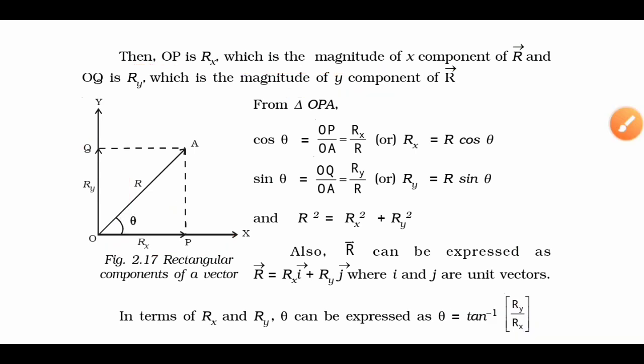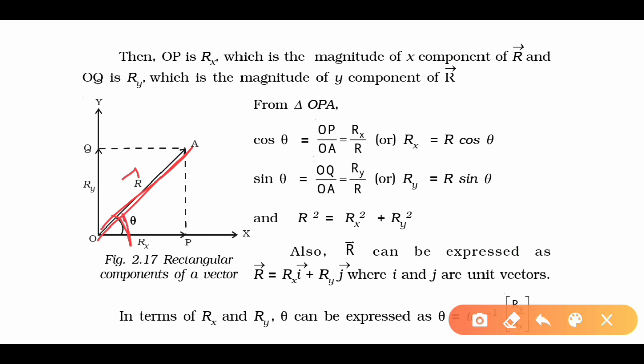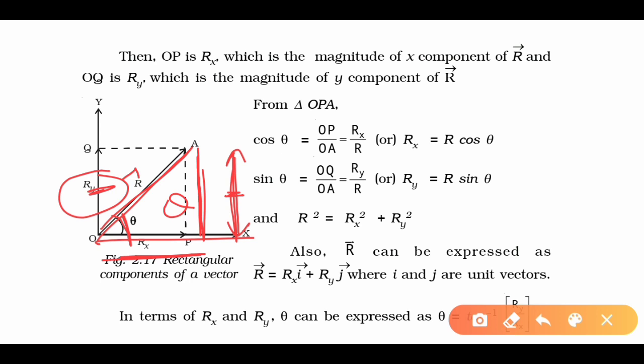Clear? So this one is the R vector, OA is representing the R vector, and it's making an angle theta with the x-axis. So the x component is this one and the y component is this one. So we can say this one is the y component and this one is the x component. Clear?